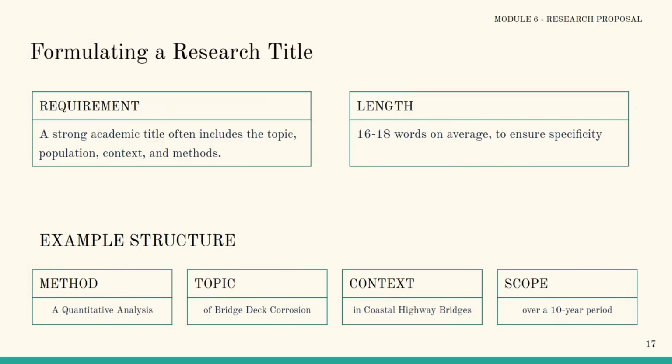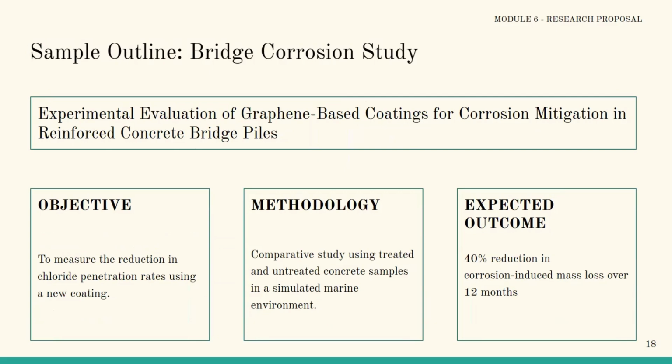For example, a research title could be like this: a quantitative analysis of bridge deck corrosion in coastal highway bridges over a 10-year period. See, in the first portion, the method is a quantitative analysis. The topic is bridge deck corrosion. We got the context in coastal highway bridges, what type of bridge or which regional area we're targeting. And finally, we're stating the scope in short, over a 10-year period.